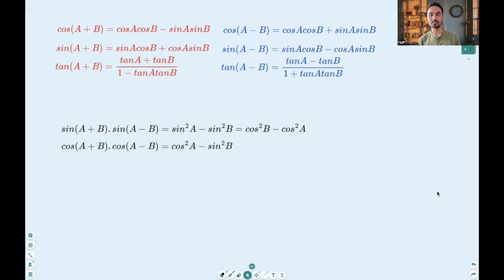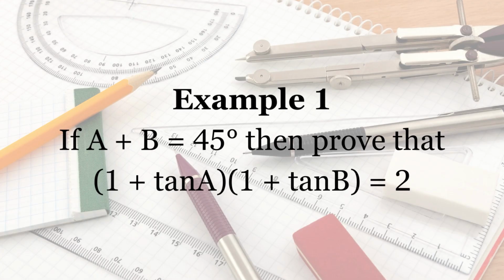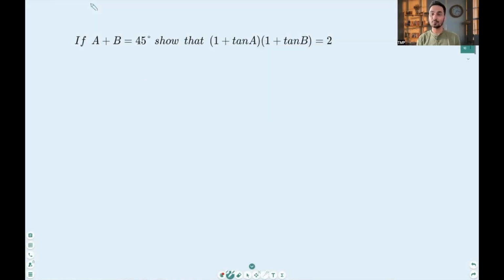Now let's go ahead and look at some examples on how to use some of these formulae. The question is, if A plus B equals 45 degrees, show that 1 plus tan A times 1 plus tan B equals 2. So here, as you are given A plus B, and in the required equation, you have A and B. So it points to the tan A plus B formula. So we will try to use the tan A plus B formula and manipulate it to get the required result.